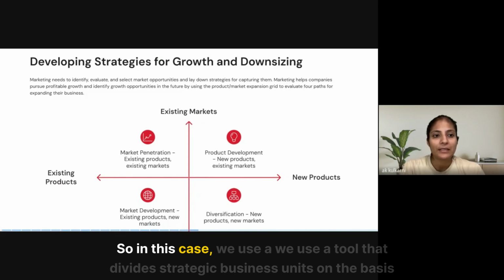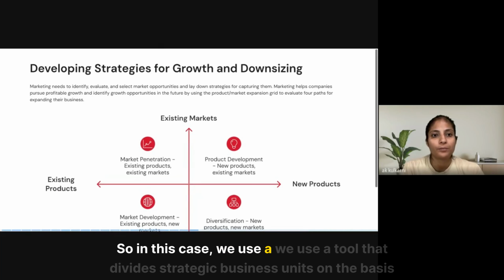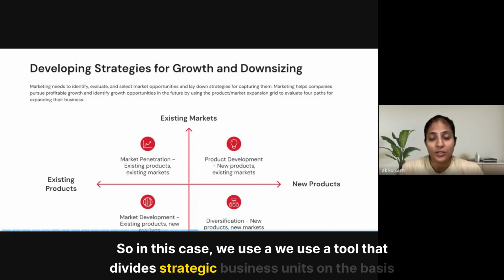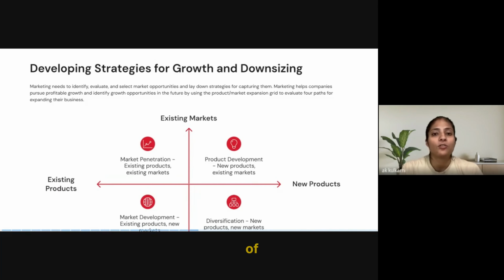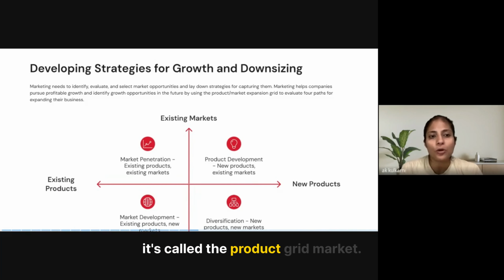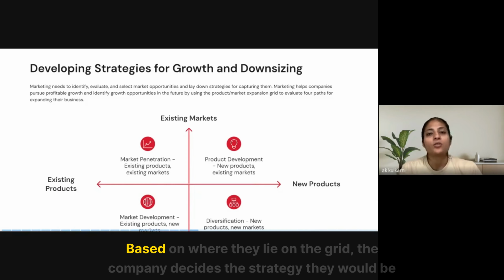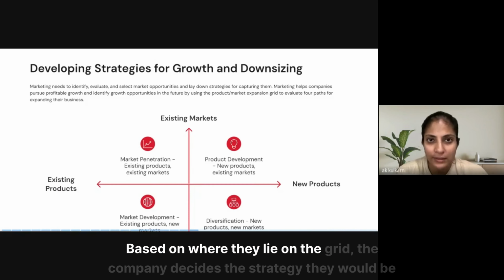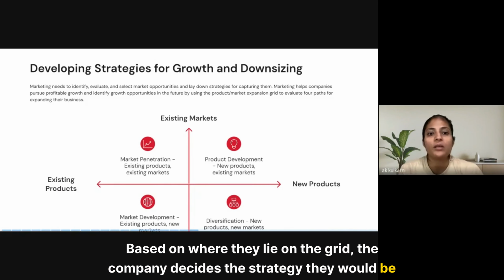So in this case, we use a tool that divides strategic business units on the basis of products and market. So it's called the product market grid. Based on where they lie on the grid, the company decides the strategy they would be using.